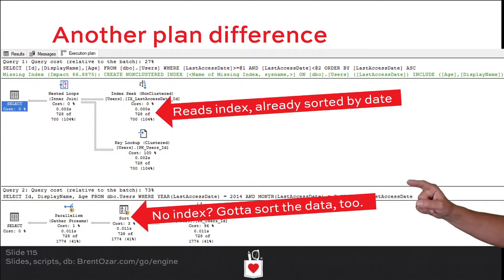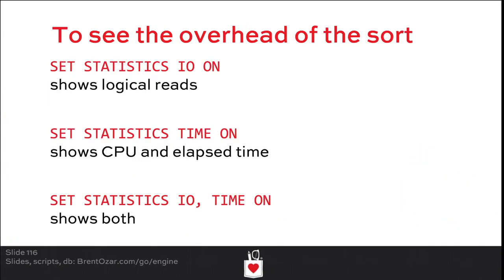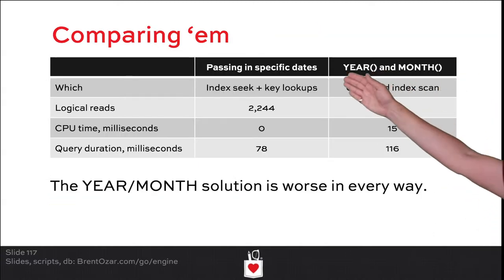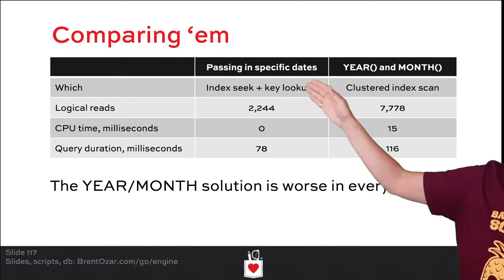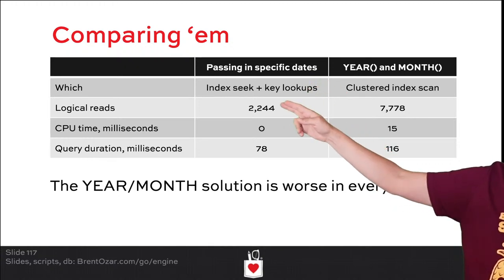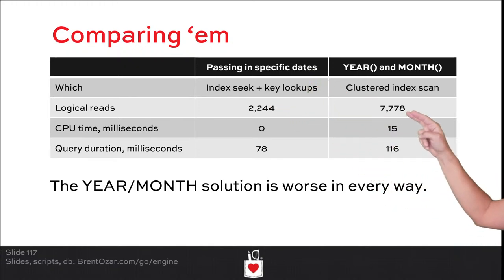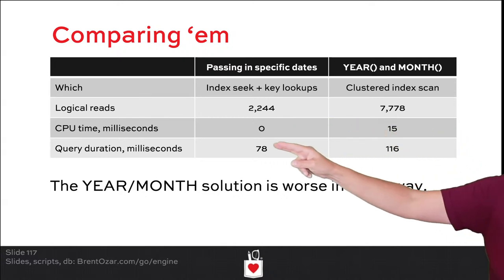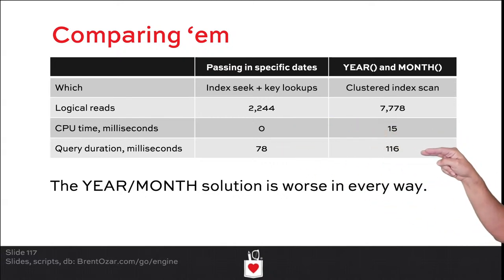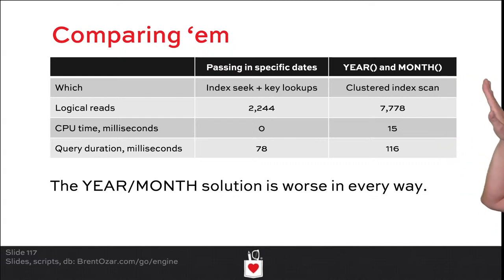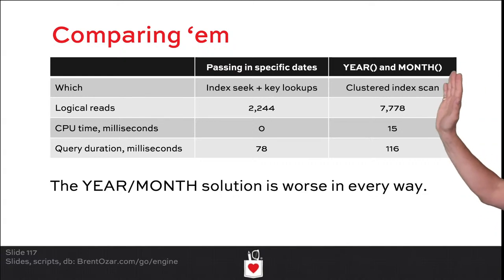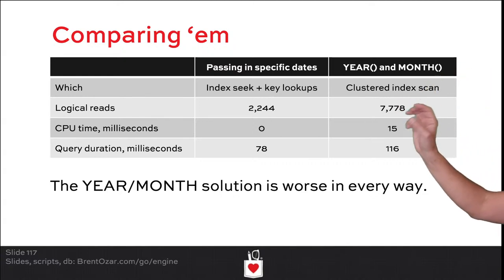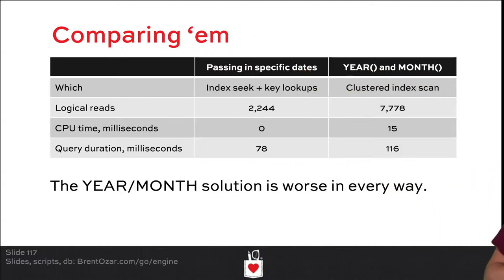Let's see the overhead of that and see how much worse that makes our query by using that set statistics time on thing that we looked at earlier. When I passed in specific dates, SQL Server did the index seek plus key lookups. It read less data. It used less CPU time. And the query ran faster. Every way that I can measure it, these functions worked worse than just passing in the specific dates that I wanted.